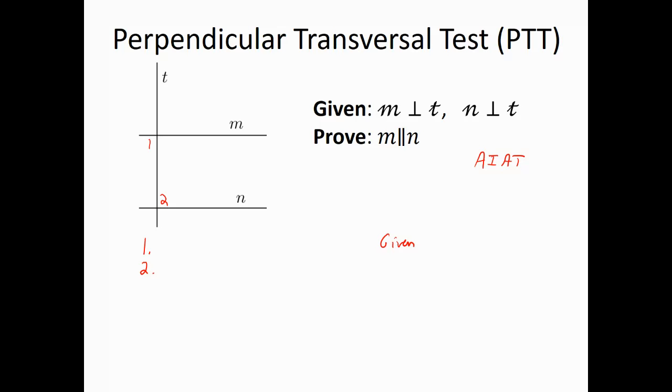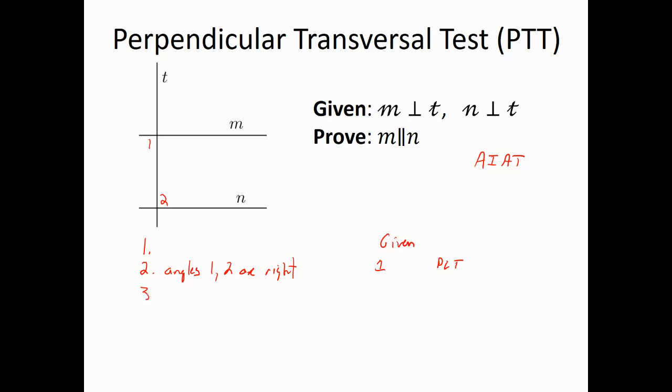lines theorem, the PLT, that when we have perpendiculars, we have 4 right angles, which would mean, of course, that angles 1 and 2 are both right. If all the angles where m and t meet are right, and if all of the angles where n and t meet are right, then of course it follows immediately that angles 1 and 2 are right. So that follows from the given by the perpendicular lines theorem.